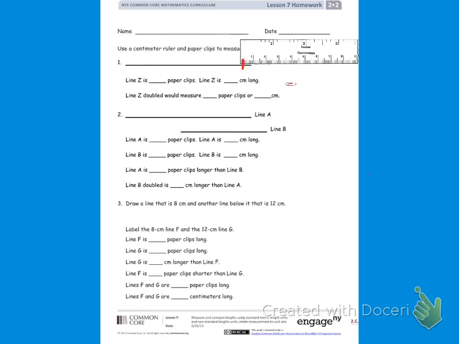Now I will pick up my ruler and move it down a little further. Where the hash mark was, 9 centimeters. And as you can see, there is 1 more centimeter of line left. So line Z is 9 centimeters plus 1 centimeter, which is 10 centimeters long. So I will record that on the line.